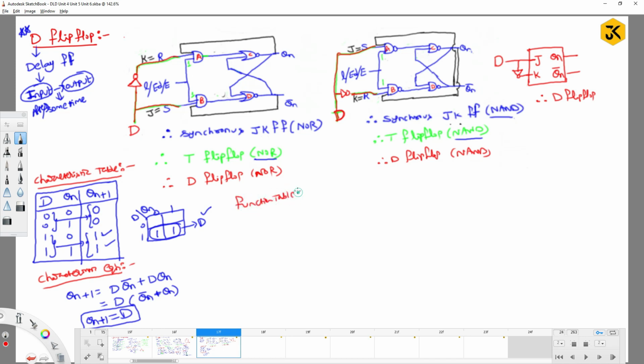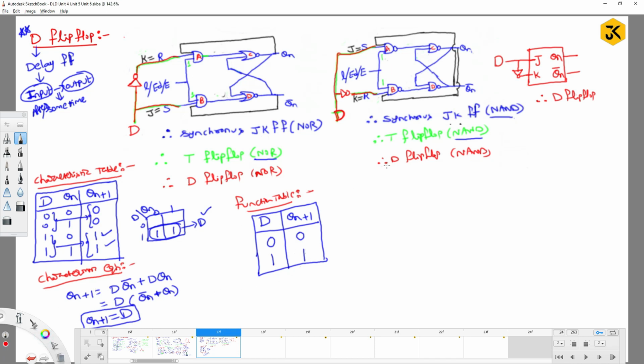The function table is going to define the output, the next state, in terms of its present state, right? So if you have D as the input, what might be Qn+1 in terms of its input? If I use 0, Qn+1 will be 0. If I use 1, it is going to be 1, right? So there is no use of Qn.